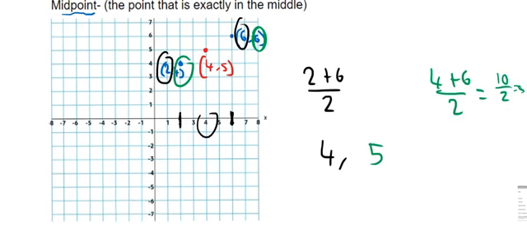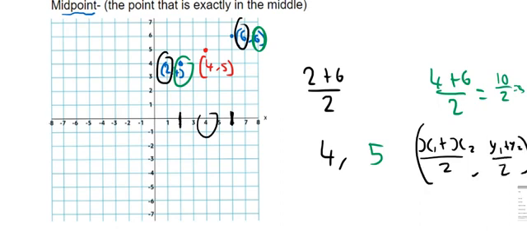The formula is when you take your first x coordinate and your second x coordinate and add them together, so x1 plus x2 over 2. Then you do the same with your y coordinates. So you do your y1 plus y2 and divide by 2. And that's the actual formula for the midpoint of 2 points.